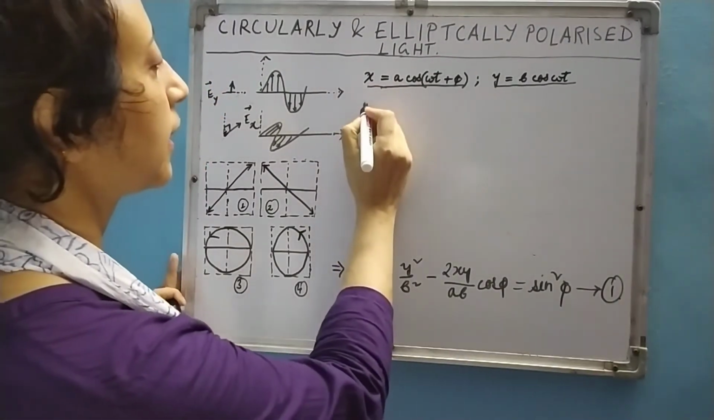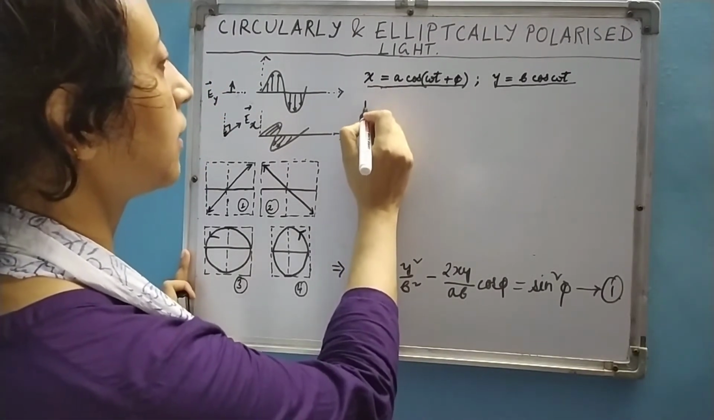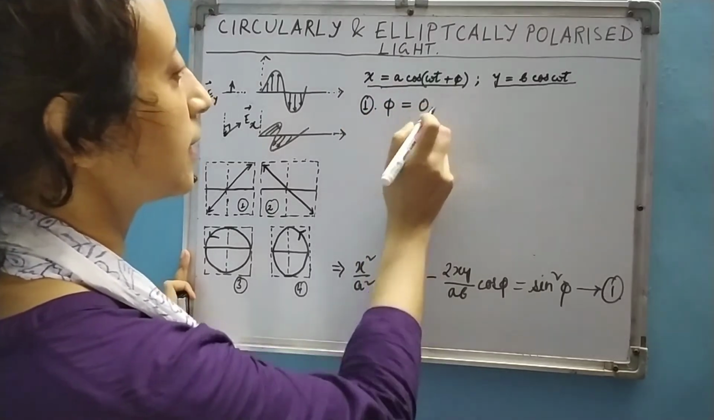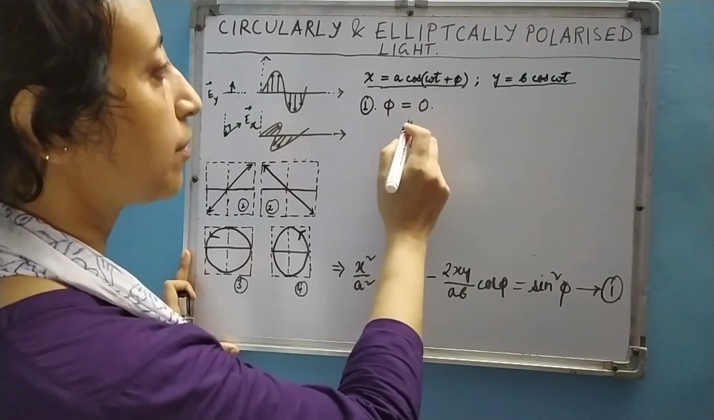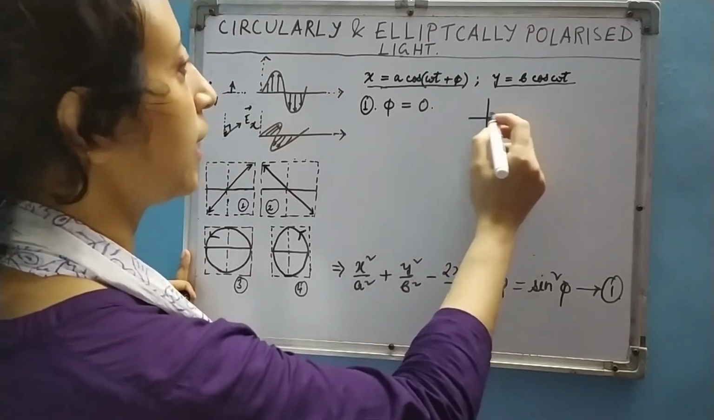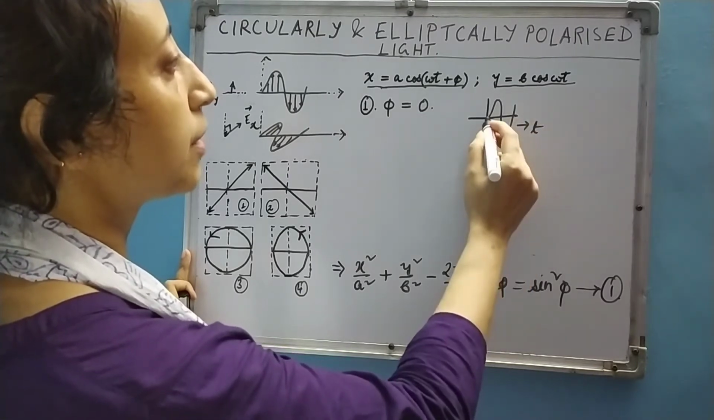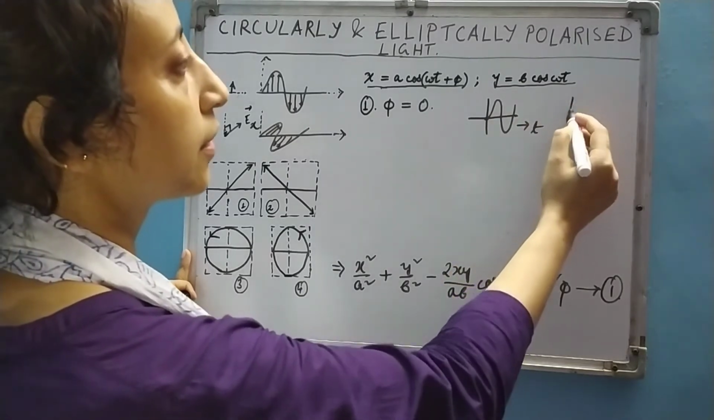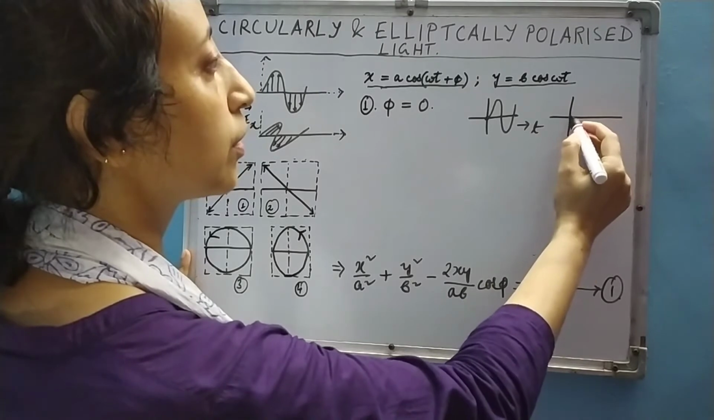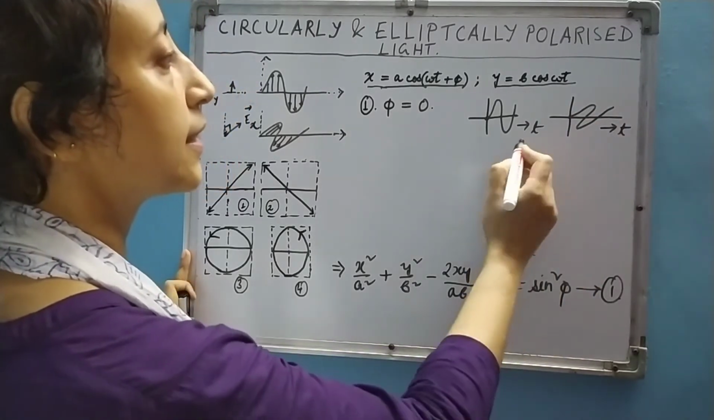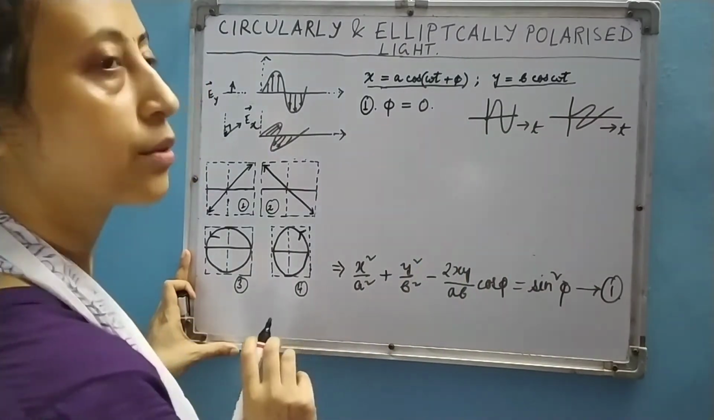So first let us consider the case when the phase difference is 0. What does it mean? Phase difference 0 means if the first one is starting like this at time t equals to 0 it has started, the second one will also be starting at the same moment, t equals to 0. This is the meaning of phi equals to 0.